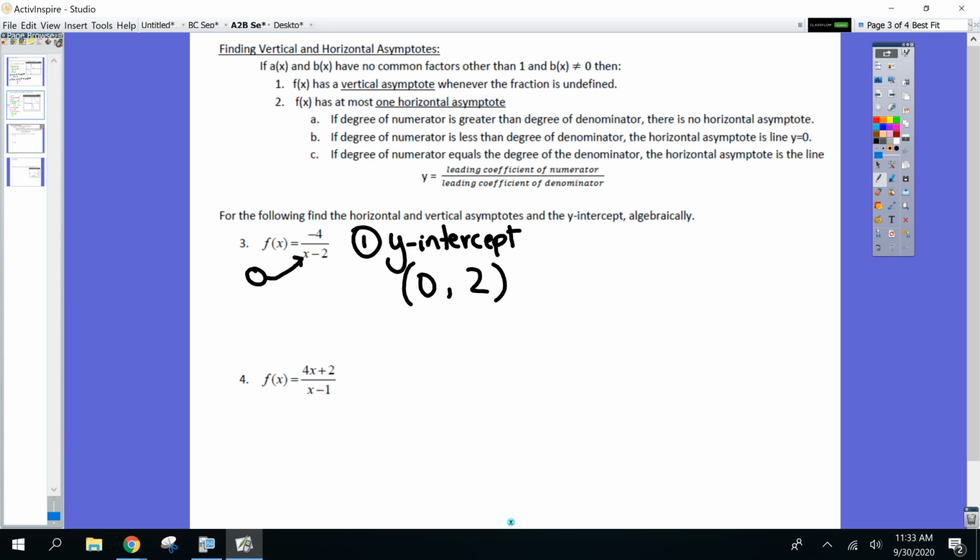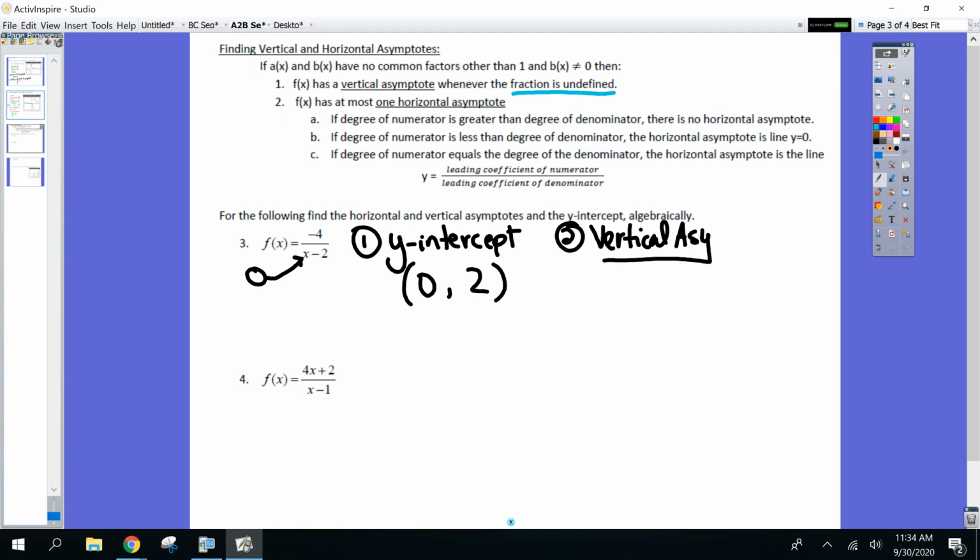Next thing it's asking me to find, I'm going to do it out of order a little bit. Let's go to the vertical asymptote. How am I going to do this? I need a graph to look at because I need to know where to draw that vertical line on my graph. No, you don't anymore. Ready? The vertical asymptote, and I wrote this above, is always where the fraction is undefined.